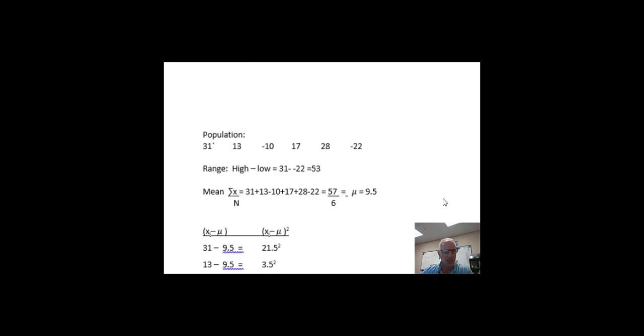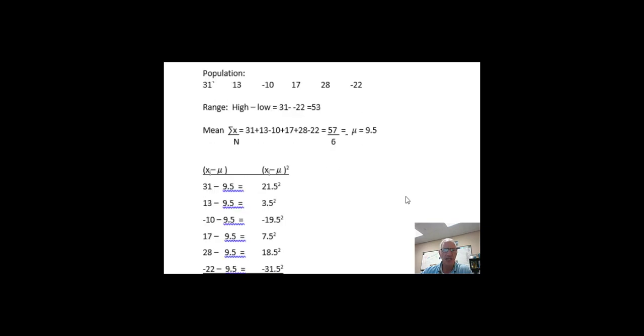Now, to calculate the mean for this population, we add up all the observations in that population and divide by the number of observations. For this mean, it's 57 divided by 6, which gives us a mu. Again, since it's a population, we use mu. If it was a sample, we'd use x bar, equal to 9.5.